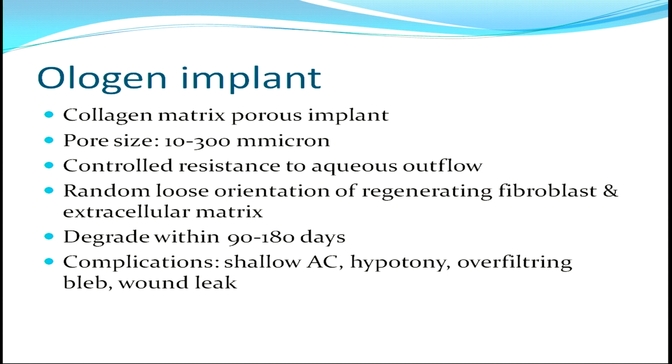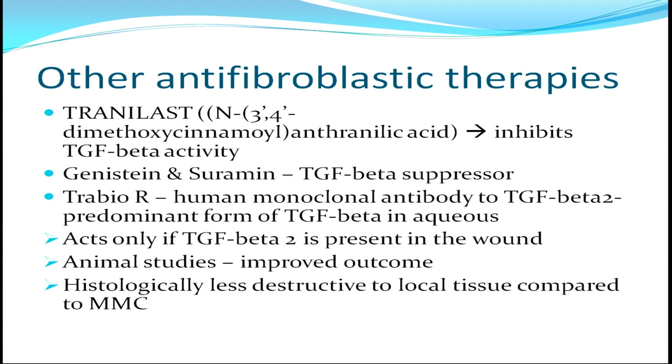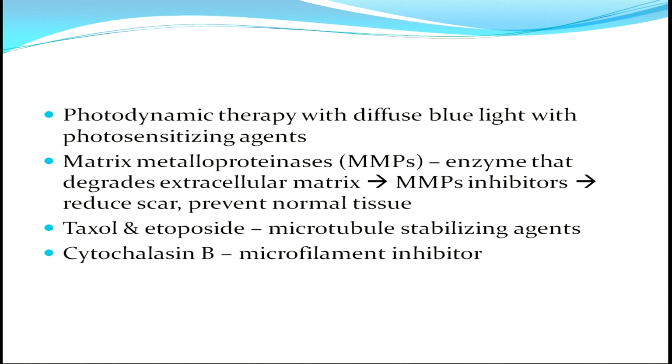Ologen implant is a collagen matrix implant which we have discussed earlier. It degrades within 90 to 180 days, but it gives very controlled resistance to aqueous outflow. Other antifibroblastic therapies which are now under study are tranilast and trabedersen. It is a human monoclonal antibody to transforming growth factor beta 2, which is the predominant form of transforming growth factor beta in aqueous and which enhances scarring. So this acts only if TGF beta 2 is present in the wound. Animal studies have shown improved outcomes, and histologically it is less destructive to local tissue as compared to mitomycin C.